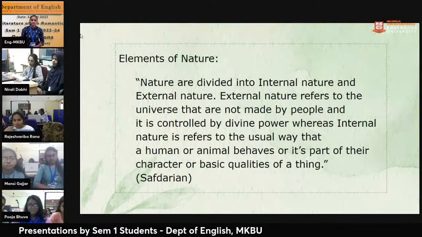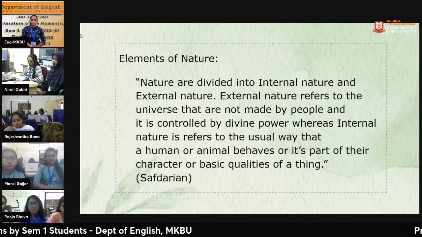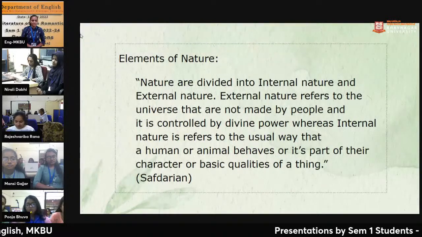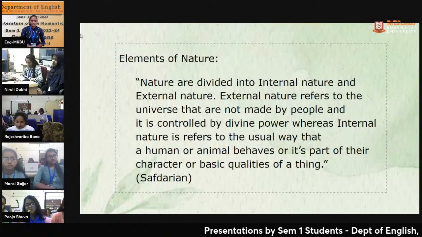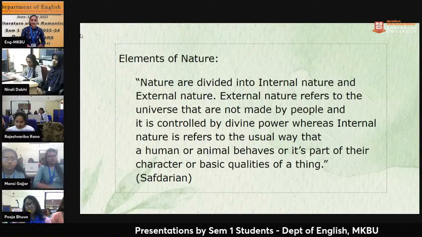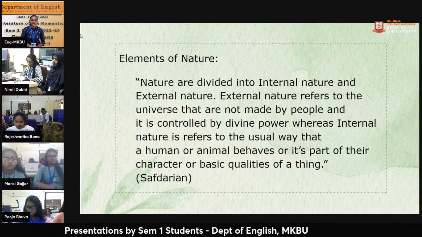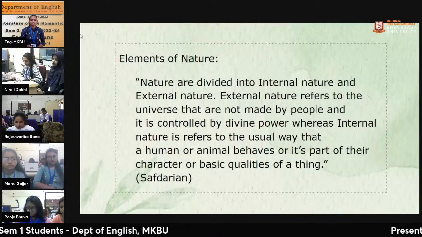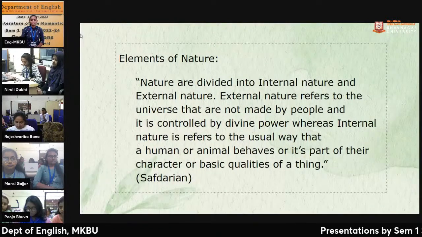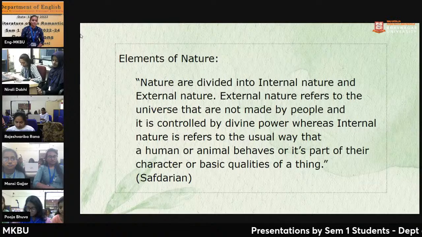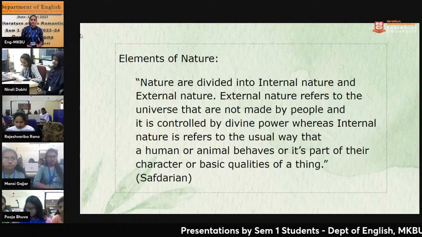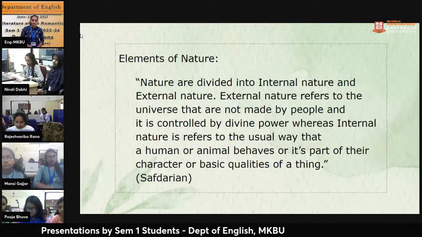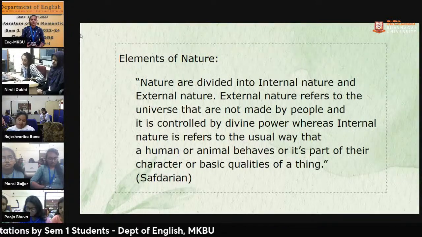External nature refers to the universe that is not made by people, and it is controlled by divine power. Whereas internal nature refers to the usual way a human or animal behaves, or the part of their character or basic qualities of a thing. Here in this quotation, there is one phrase: nature is controlled by divine power. But we can say nature is controlled naturally. Nature is controlled by nature, by its own, and nature controls everything.